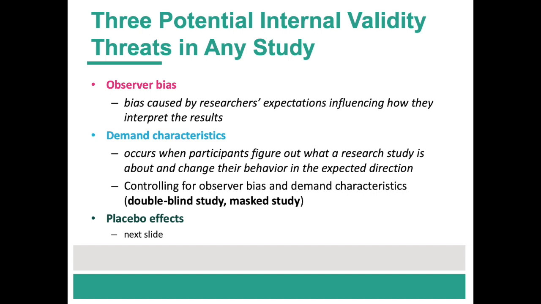So you may, as a researcher, think a certain thing's going to happen, and so when you get the results, you're going to look for anything that meets that interpretation. That's called observer bias. Demand characteristics occurs when participants figure out what a research study is about and change their behavior in the expected direction.